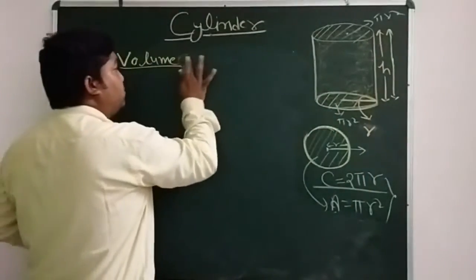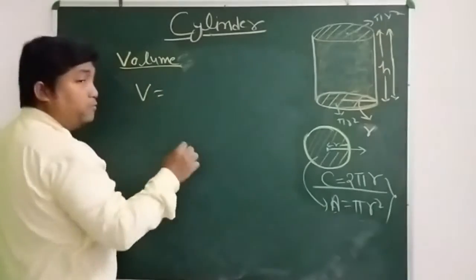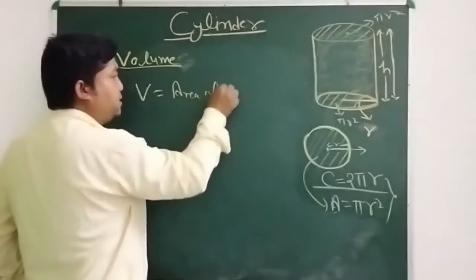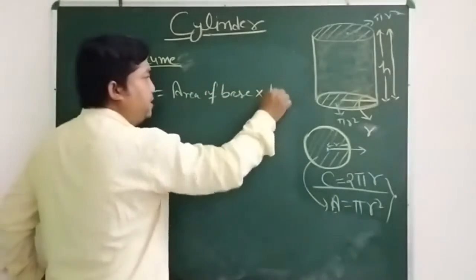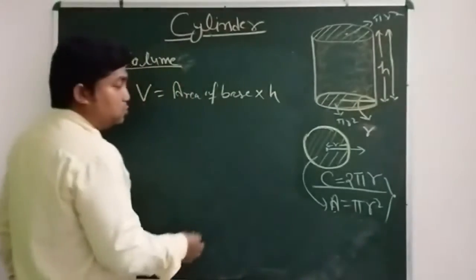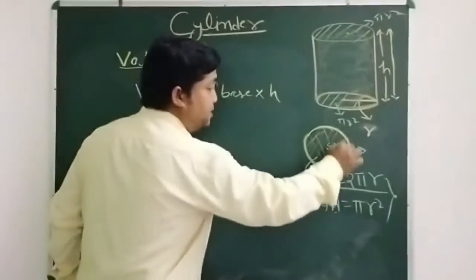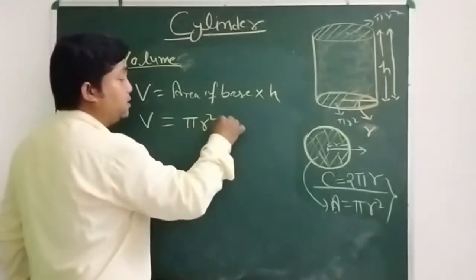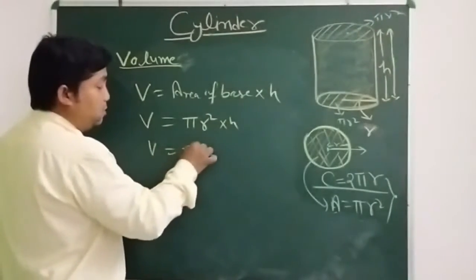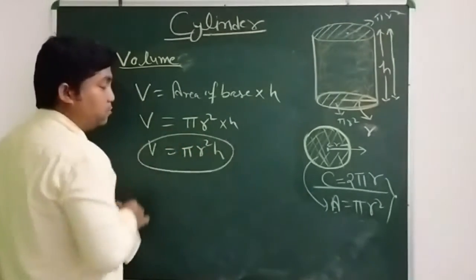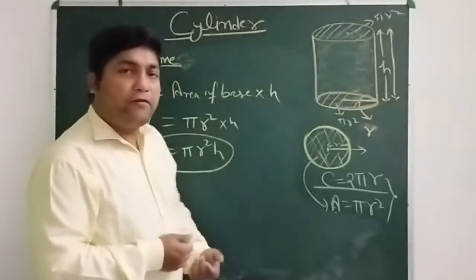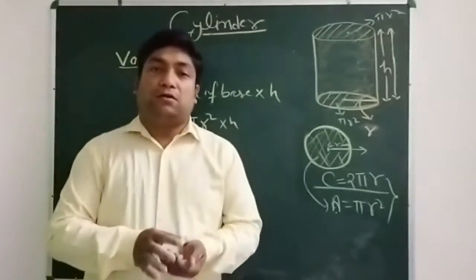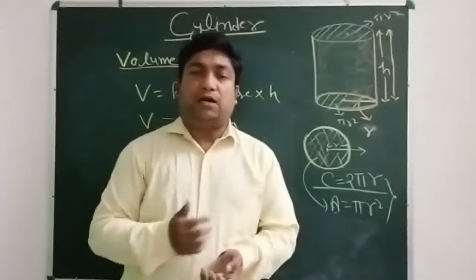So what is the volume? Volume is equal to area of base multiplied by height. Okay, so what is the area of the base? You have seen that it is a cylinder, so V is equal to pi r square into h, or V is equal to pi r square h. So from this formula we can easily find different kinds of volume of cylinder. Okay, just see one example from this.